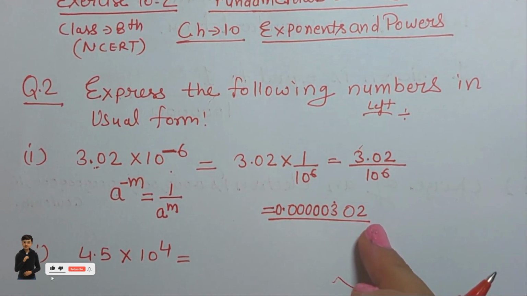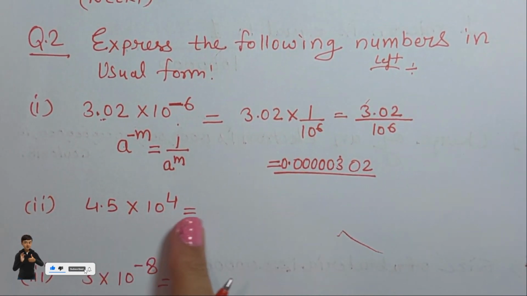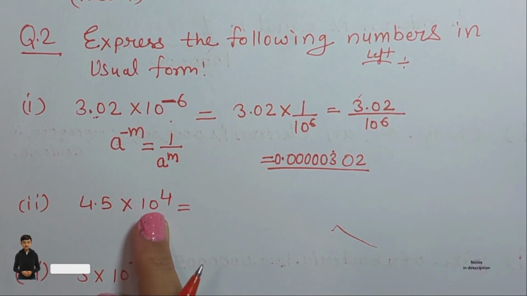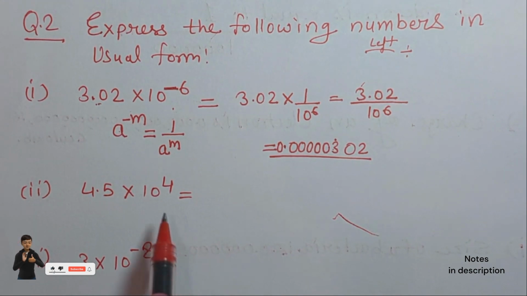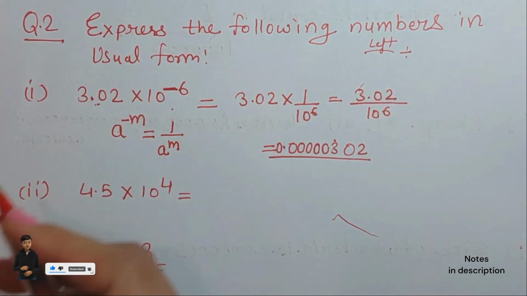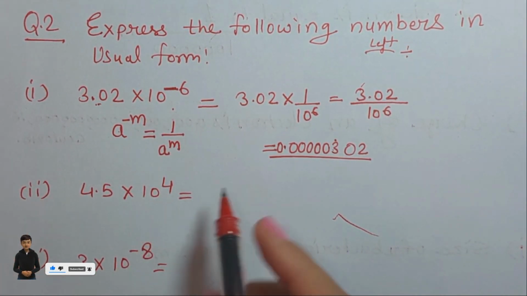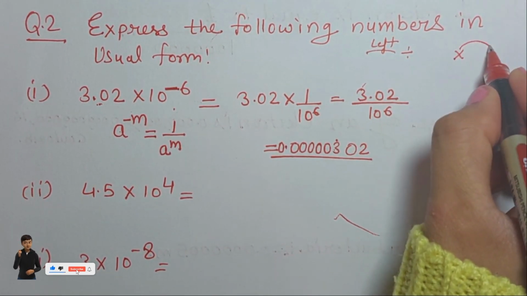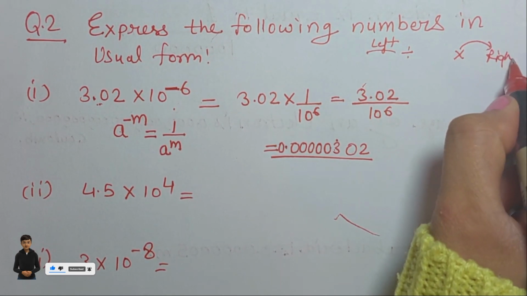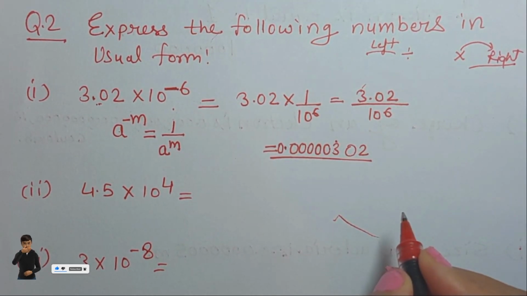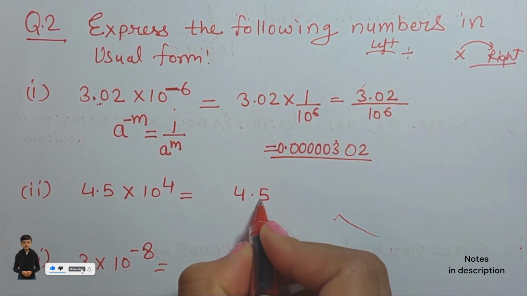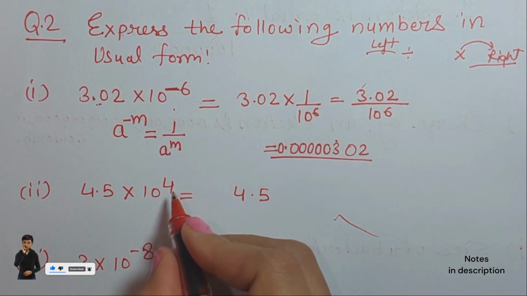Now solve the next part. Here the power is not negative. That means the power is not in division. The power is in multiplication. So what is the rule? If power is in multiplication, we will shift to the right side. We will shift our decimal point to the right side. Okay, so we have 4.5. And how many steps? What do you have to do?